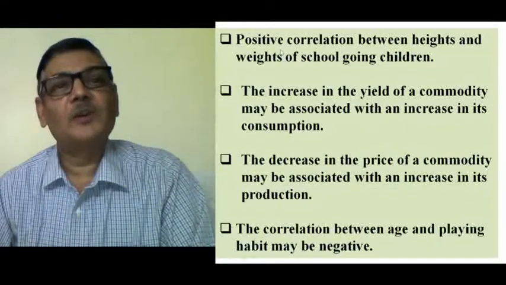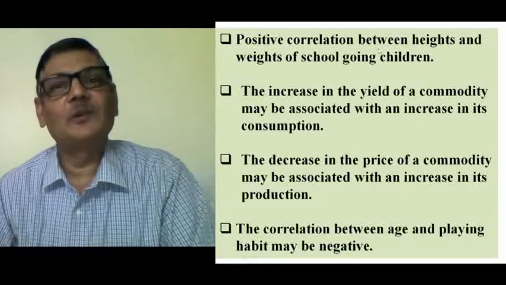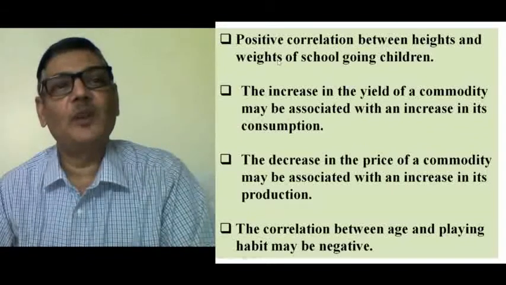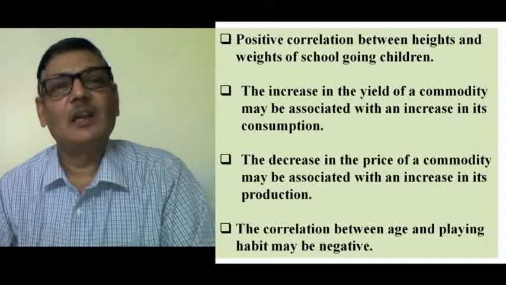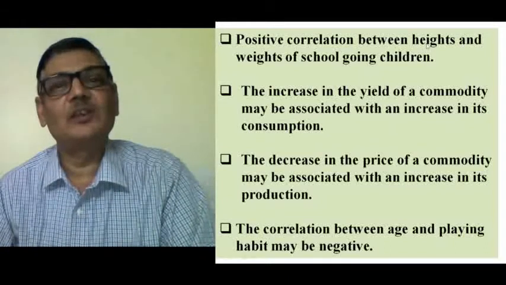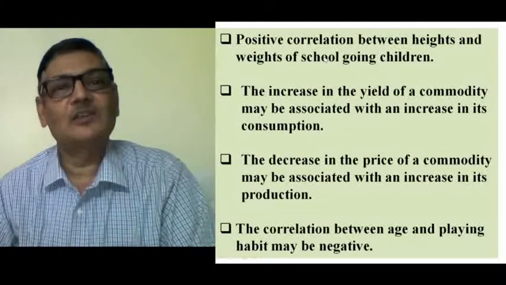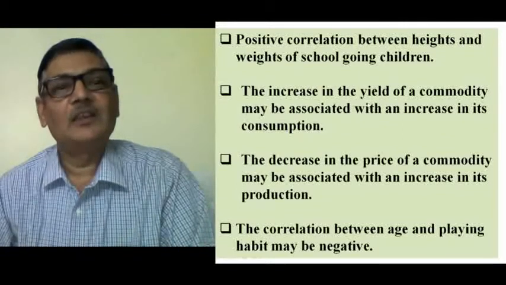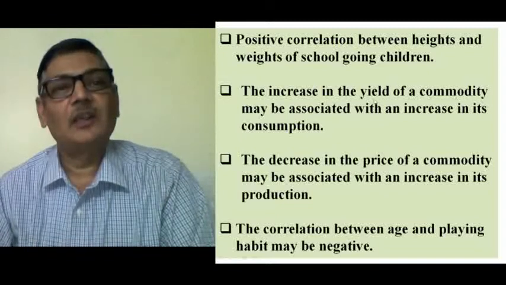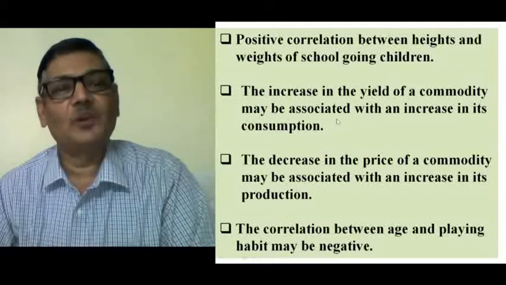Positive correlation may be observed between heights and weights of school-going children. School-going children experience an increase in their height, and that also results in an increase in their weight. So there will be positive correlation in such situations. The increase in the yield of a commodity may be associated with an increase in its consumption. So here also you can see positive correlation.